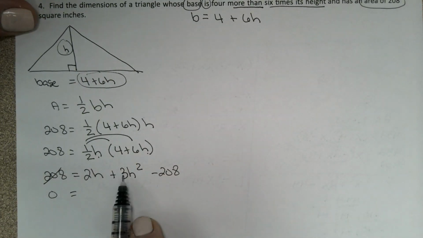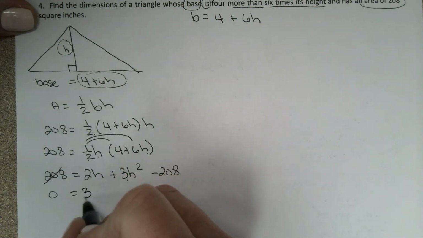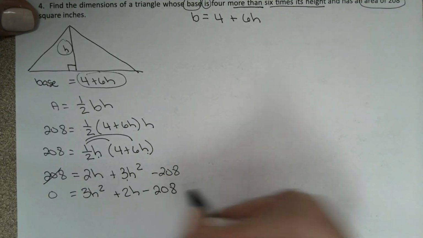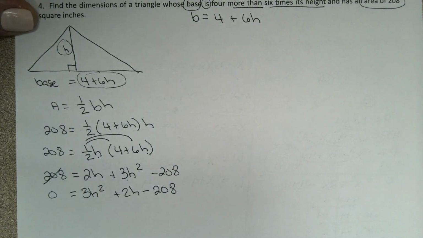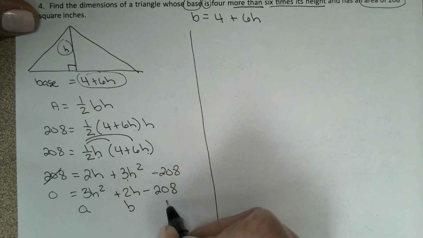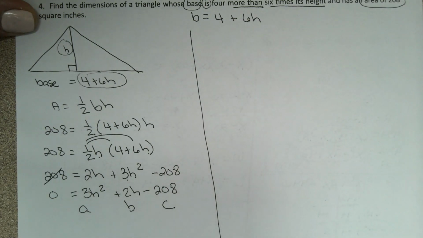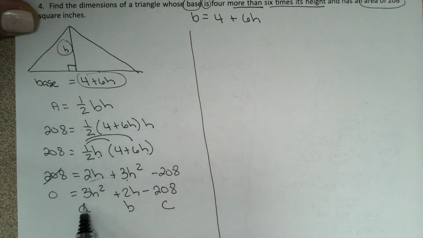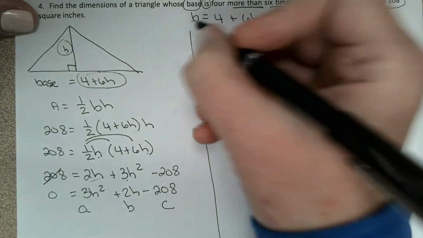The right side is all jumbled up. This isn't okay. In standard form, your square term has to come first. The h term comes second, and the constant comes last. So there's my a term, there's my b term, and there's my c term. If I were to try to factor this, I'm looking for factors of like 416 that add up to 2. I don't really feel like messing with that, so I'm going to run the quadratic formula.